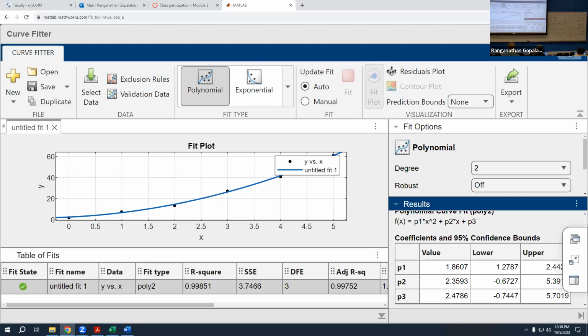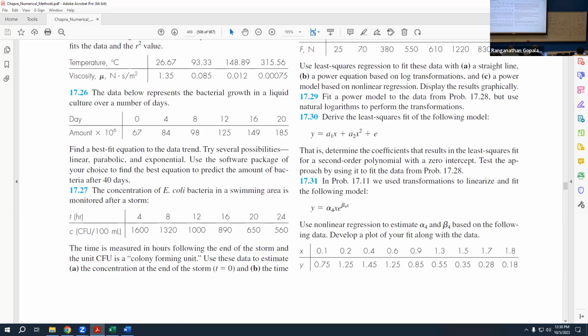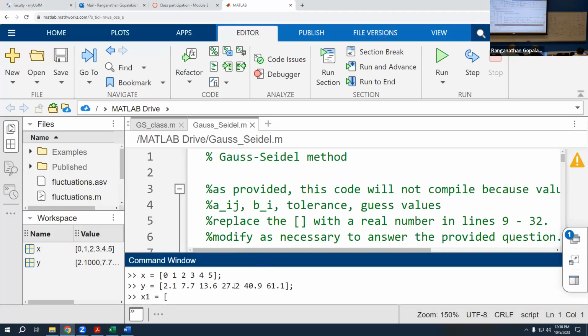So what I would do is minimize this, go to my command window. I'll define x1 equal to... let's see if I have a copy of the textbook here. What are the x values? 0.1, 0.4... I was able to copy paste it. So I got x1. Of course, those who are typing it in, please do that. I'll wait.